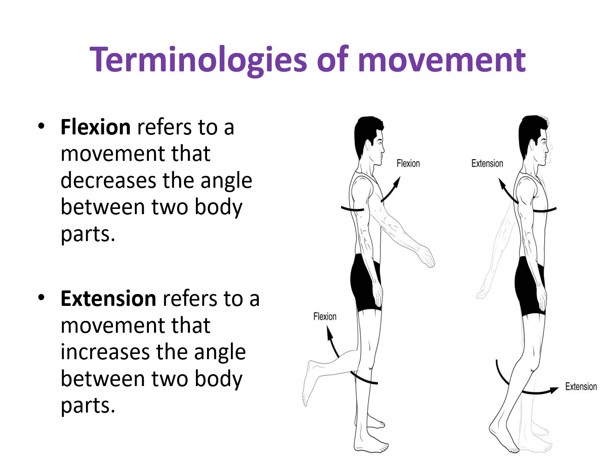Terminologies of movement. First is flexion. Flexion refers to a movement that decreases the angle between two body parts. Next is extension. Extension refers to a movement that increases the angle between two body parts.